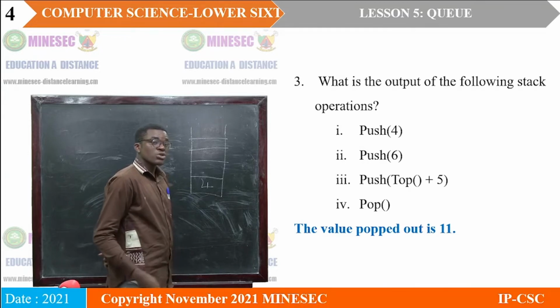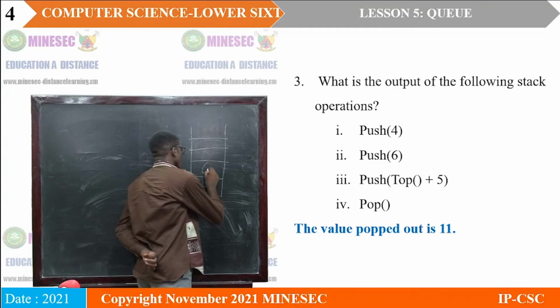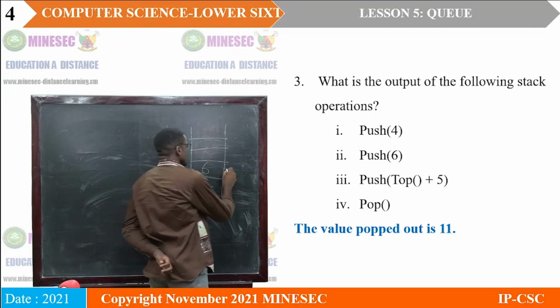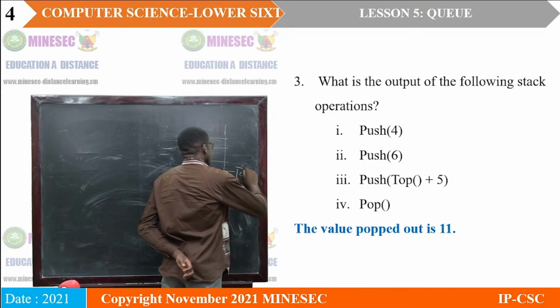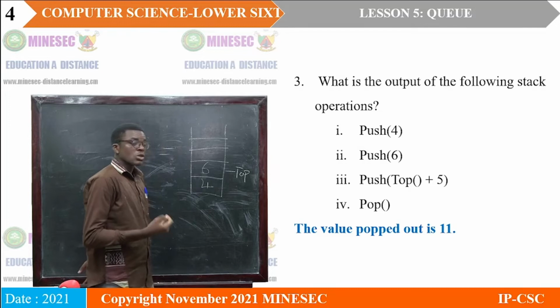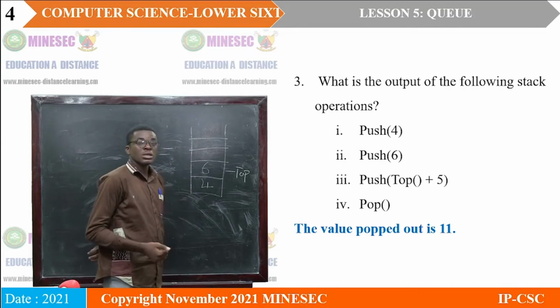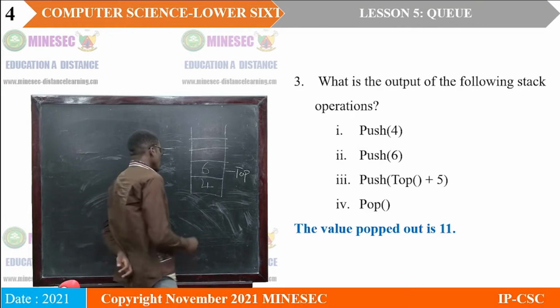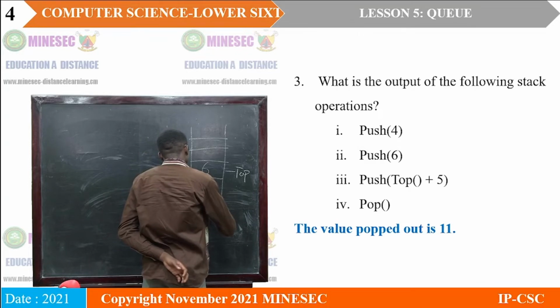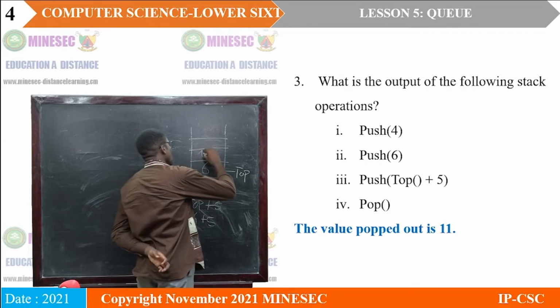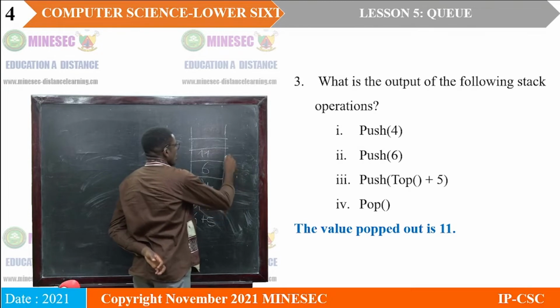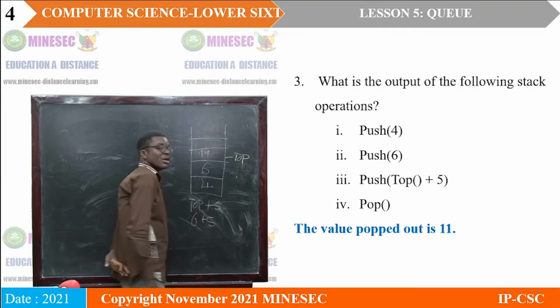The next, push 6. That's 6. Our top, which is the element added last, now is at 6. Our top has a value 6. Next question is push top plus 5. It means we have to push top plus 5, which is 6 plus 5, which gives us 11. Our new top now is at 11.